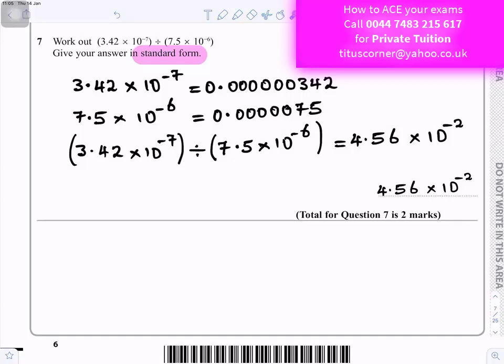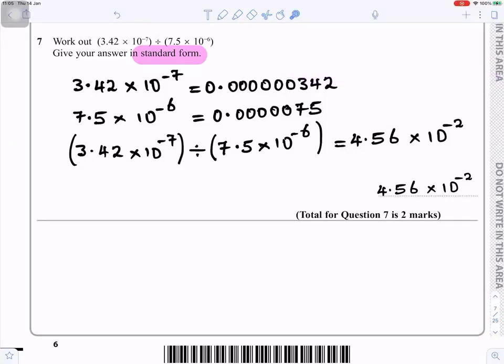You can watch one of my videos on how to use the Casio ClassWiz calculator to change a number to standard form, or to change a number from standard form to an ordinary number. You normally use the setup and format, and you use the number part of it to help you change it from standard form to ordinary number. And your answer would be 4.56 times 10 to the minus 2.